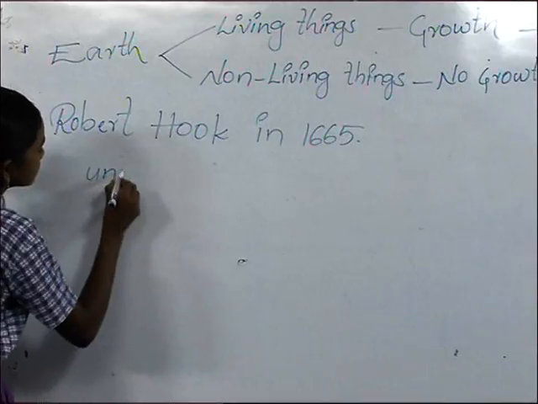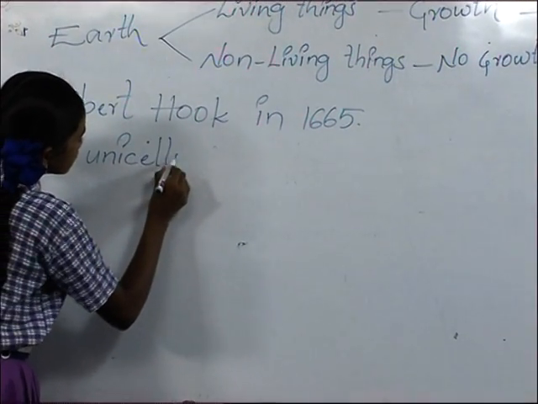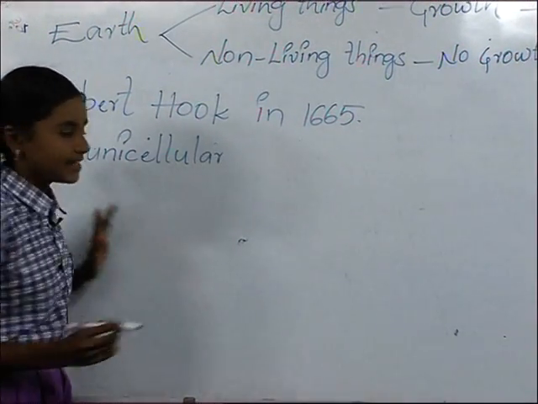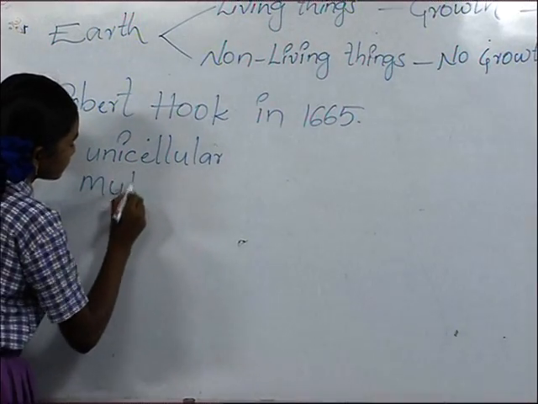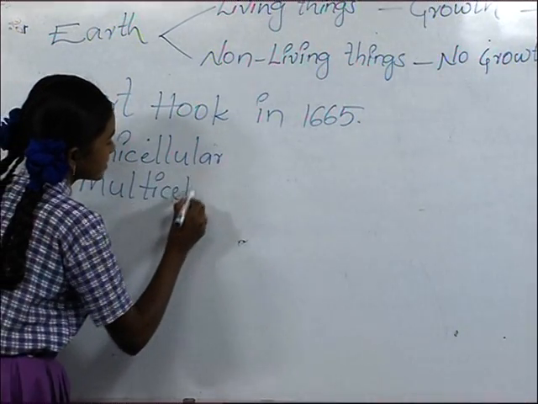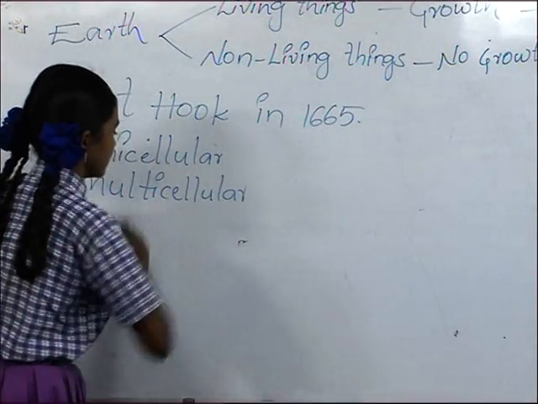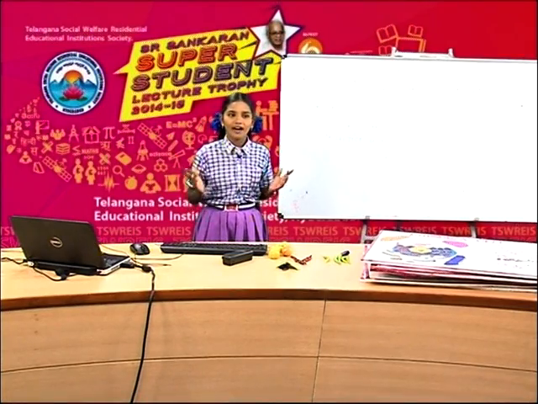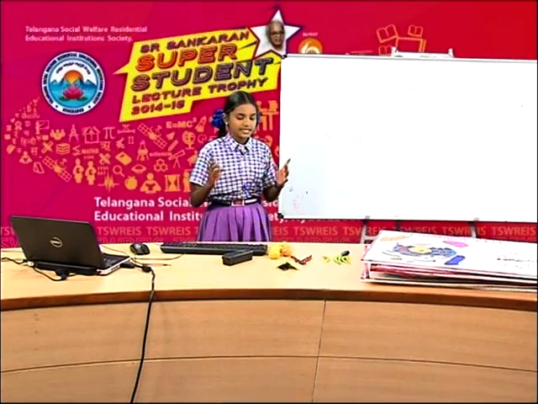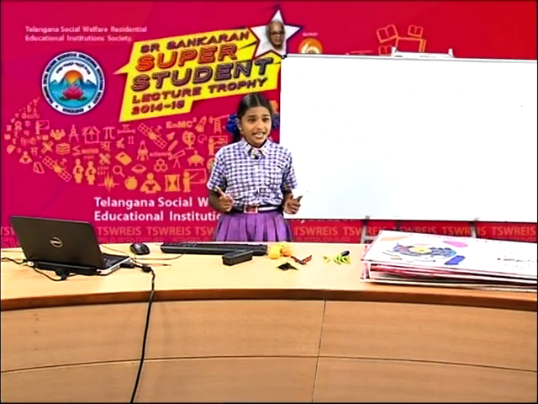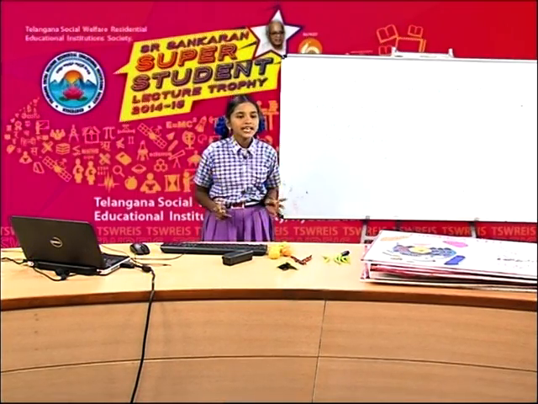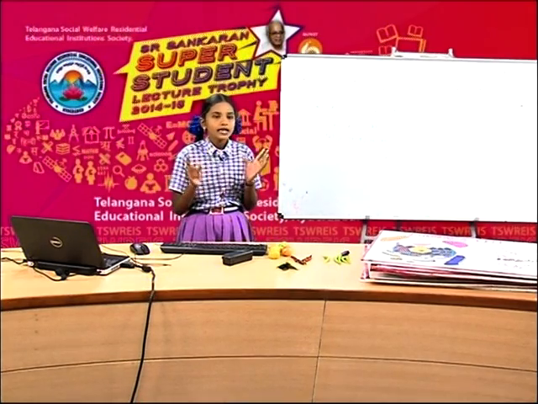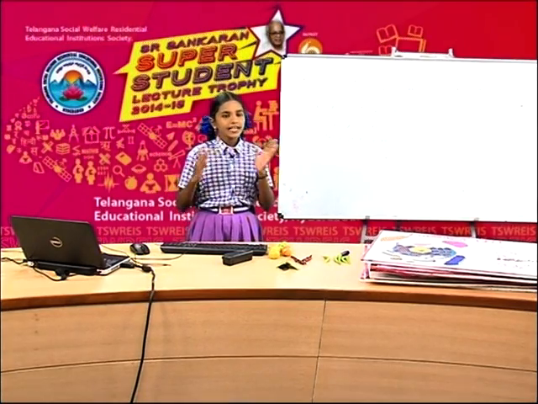Unicellular and multicellular organisms. In unicellular organisms, only a single cell is present, but in multicellular organisms, more cells are present. Do you know nucleus? Yes, nucleus is small, spherical or cylindrical in shape and it consists of genetic information.